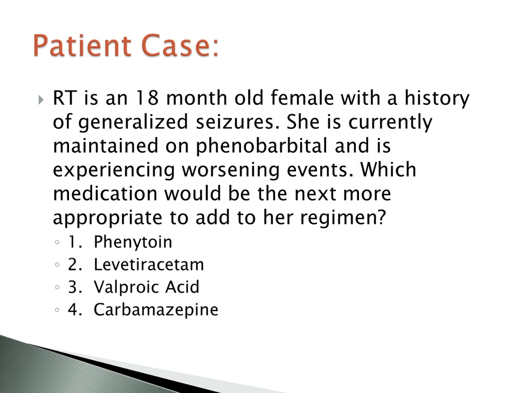So we've gone through a lot of drugs. Maybe it's time to think through just a quick case. If we had RT, an 18-month-old female with a history of generalized seizures, she's on phenobarbital, and her seizures are getting worse. Which medication may be the next most appropriate?